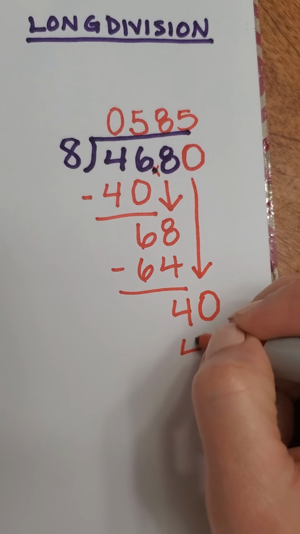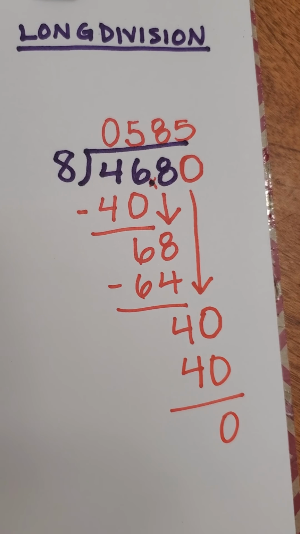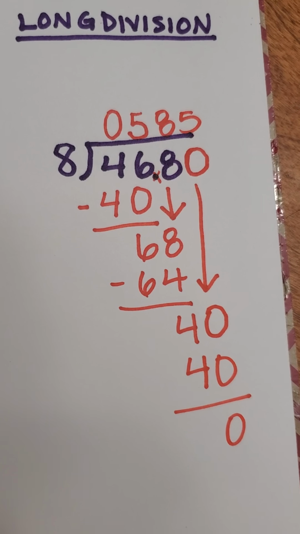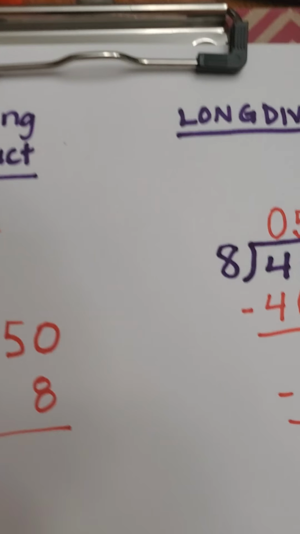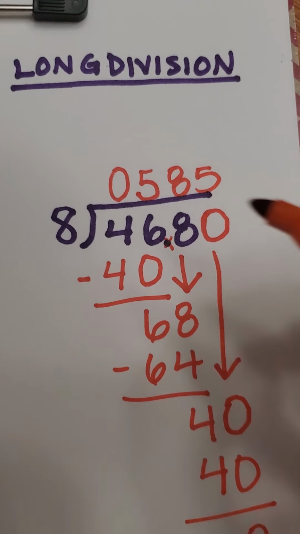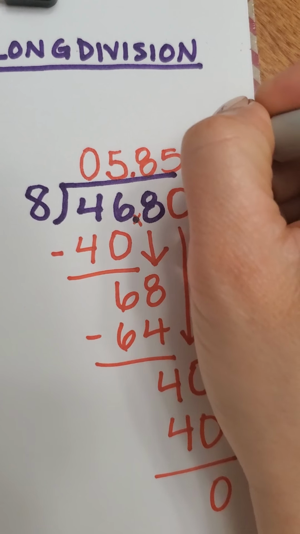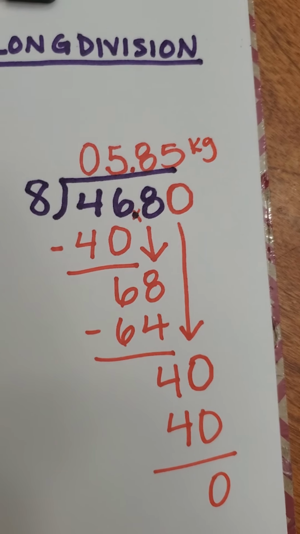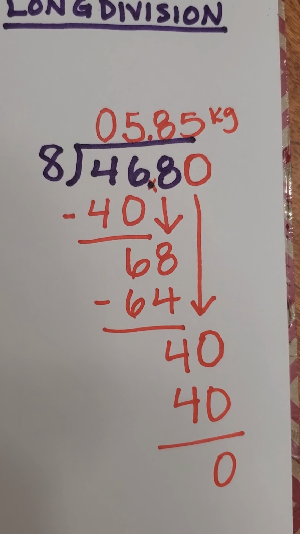5 times 8 is 40. I'm left with no remainder. I have 3 place values now though, but I'm still going to go back to that estimate of 6. So to place my decimal properly or appropriately, I need to make this number reasonable with my answer. And my answer is 5 and 85 hundredths of a kilogram.